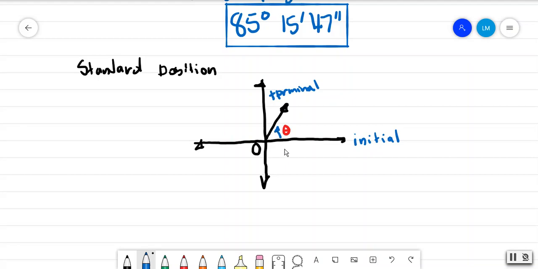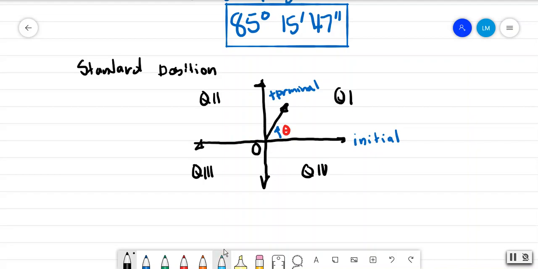Okay, now the thing that you would basically identify in regards to standard position is where the terminal side lands. So, for instance, this right here is what we call quadrant 1. This one right here is quadrant 2. This is quadrant 3. And then this is quadrant 4.